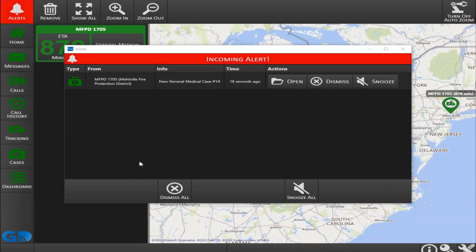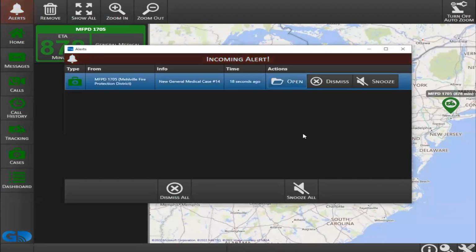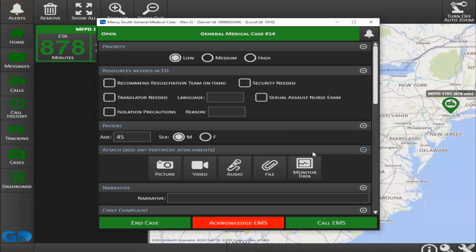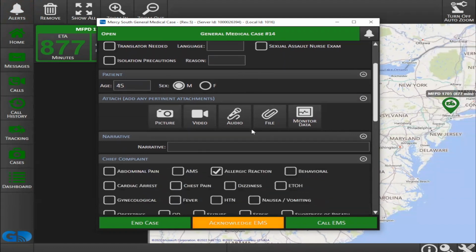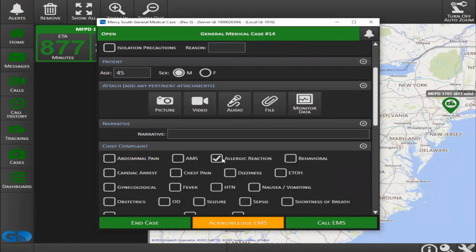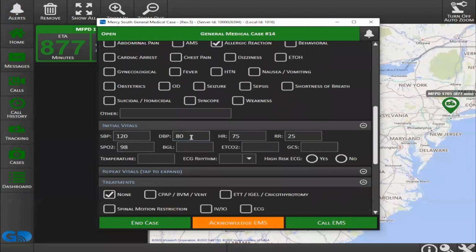Now we've got this flashing alert. We come over and open it up, and basically all of the information that EMS had filled out is now visible to you in this form here. You can see it looks a little different on the hospital side. So again, we said it was low priority, 45-year-old male patient. We did allergic reaction for the chief complaint, did some of the vitals over here. So all of that information's there.